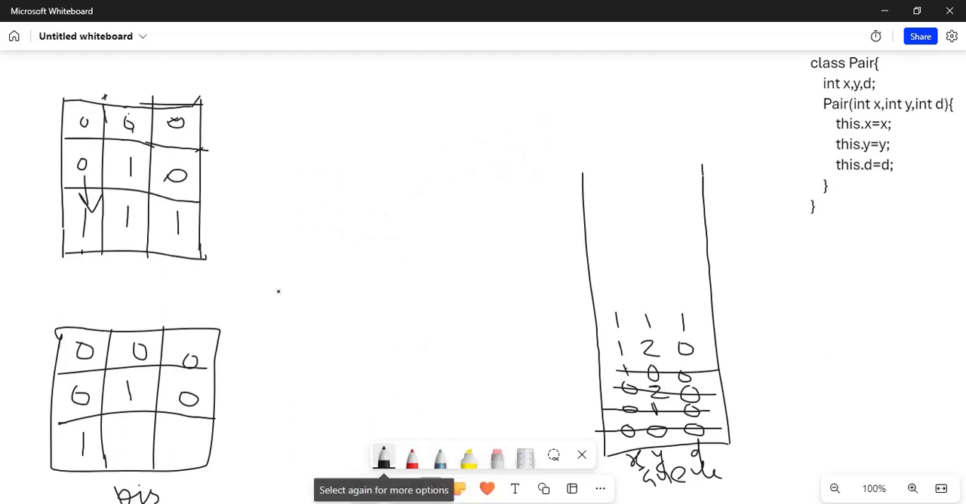Now we have tried this direction. Now let's try another direction.